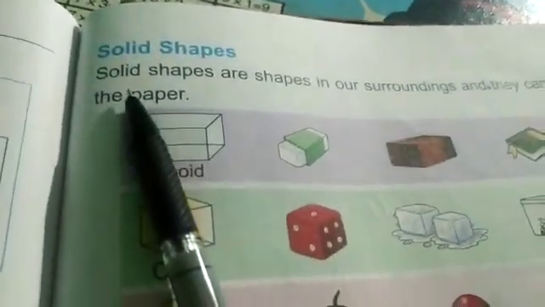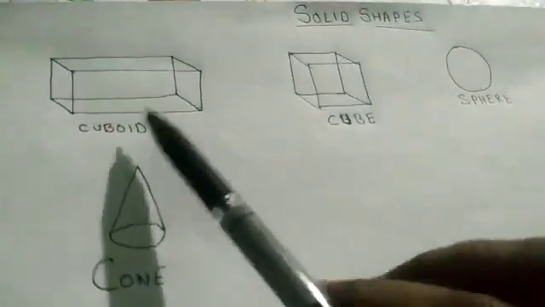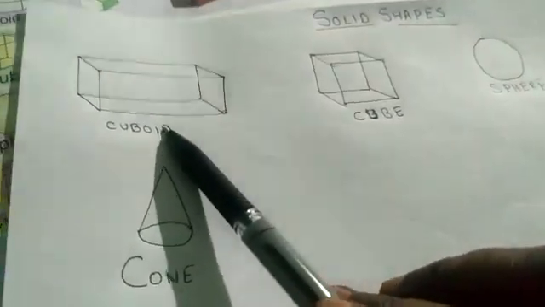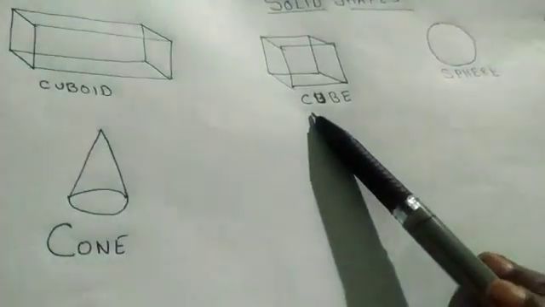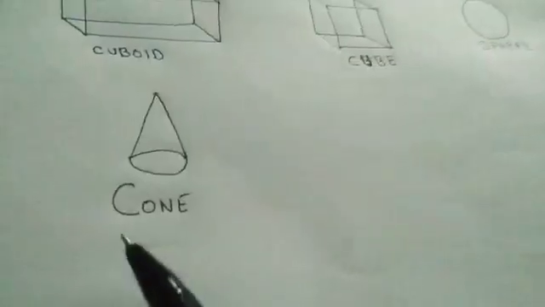So children, what are the solid shapes? Solid shapes are shapes in our surrounding and they cannot be drawn on paper. So solid shapes are that shapes, children, that we can see in our surroundings. Like, see children, here is a pic of a solid shape. This is cuboid. This is example of cube I have drawn. Then sphere I have drawn. Then cylinder I have drawn. Then at last cone.